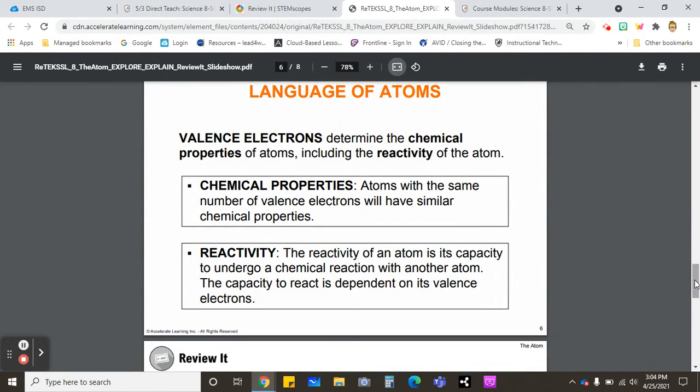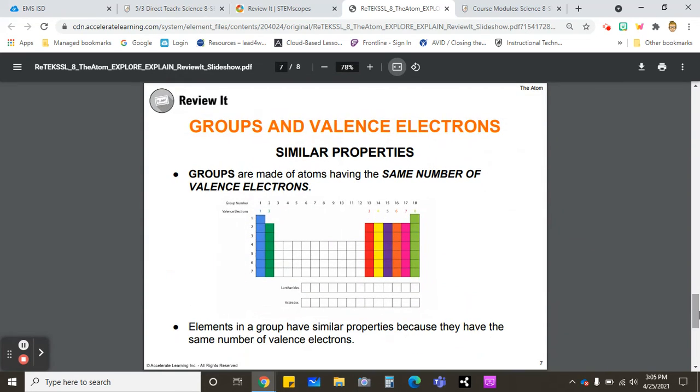Those valence electrons are going to determine the chemical properties, which includes the reactivity of the atom. Atoms that have the same number of valence electrons are going to have similar chemical properties. The reactivity of an atom is its capacity to undergo a chemical reaction with another atom. In other words, the capacity to react is dependent on its valence electrons. Some atoms will want to bond with others based on the number of valence electrons they have.